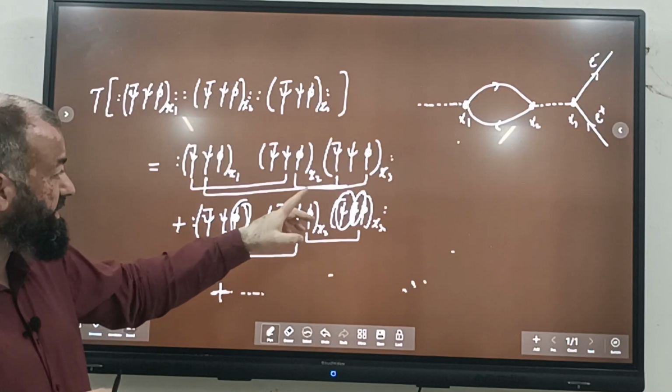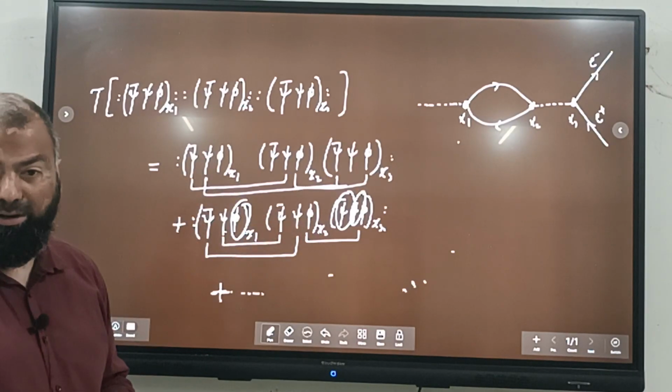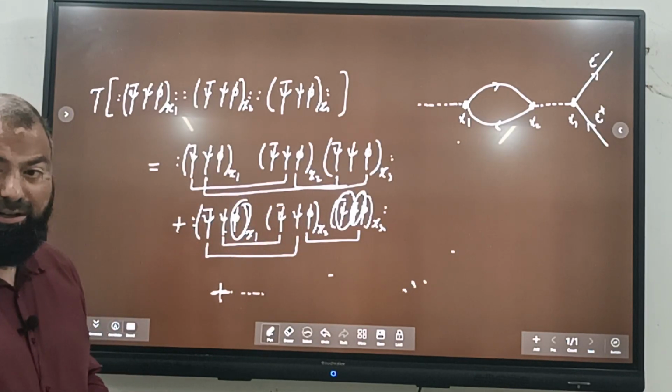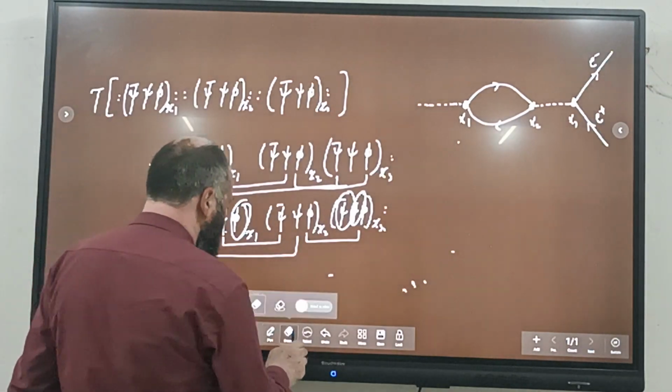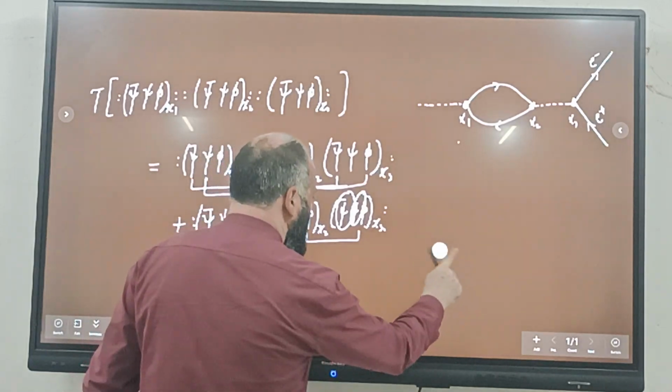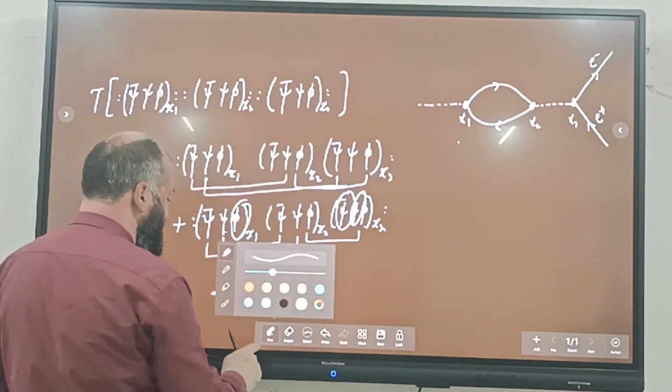This contains one loop. Yesterday we have already seen one loop diagram. Clear? Okay, so let's take another contraction, what you can think.